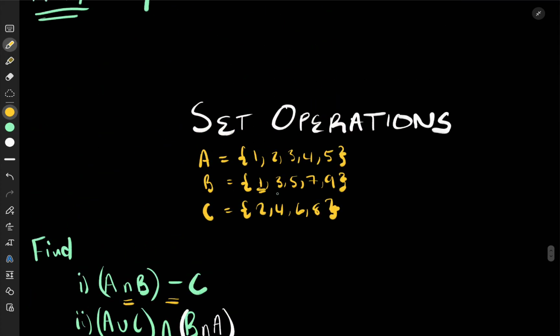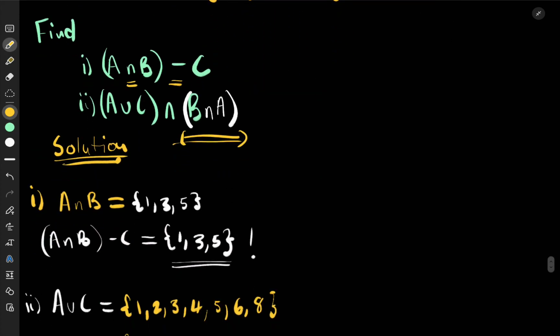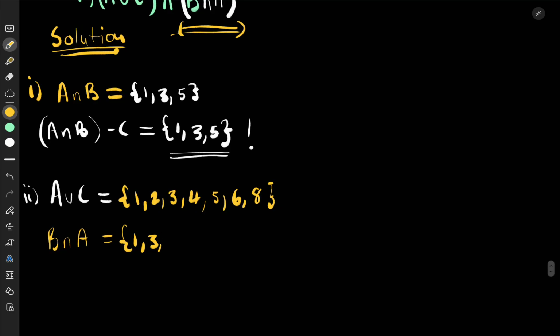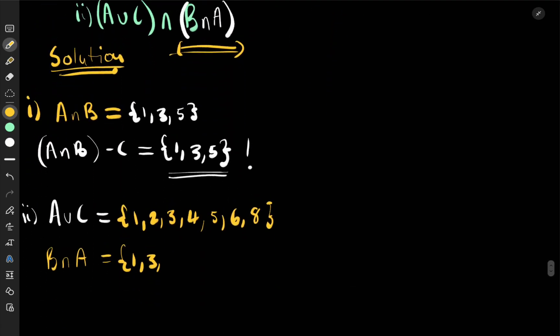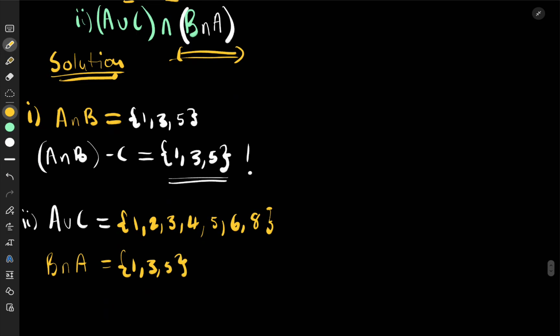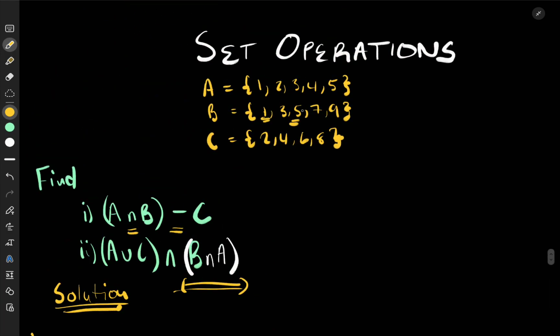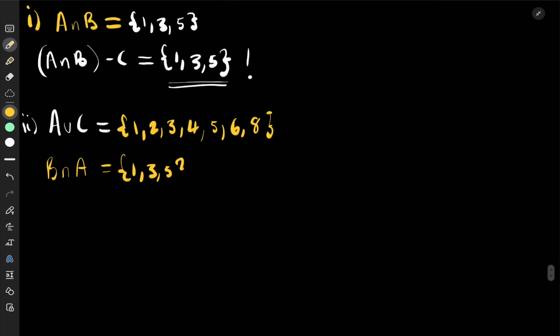Then we take the next thing. 3. Is 3 also in A? Yes, we can take it. The next one in B is what? 5. Is 5 also in A? Yes, so we can take it. Sorry for closing. The next one would be 7. Is 7 also in A? No. 9. Is 9 also in A? No. So we are closing our B.